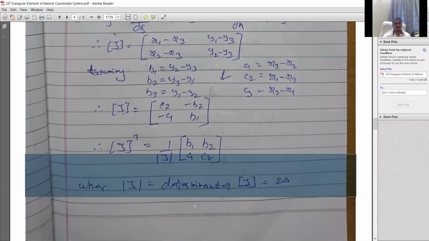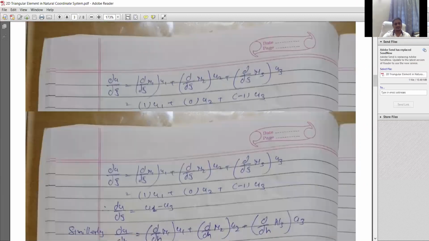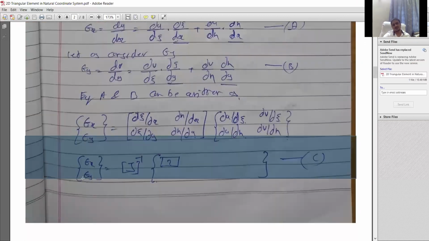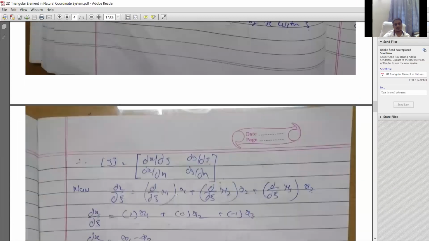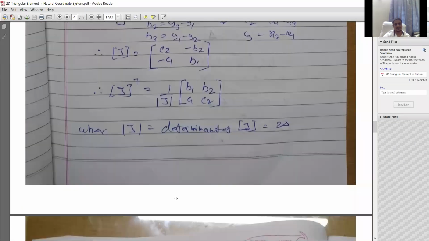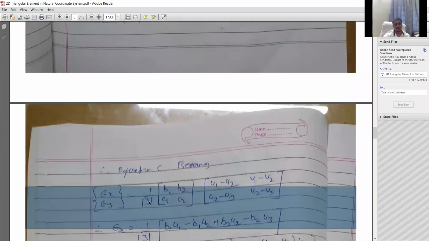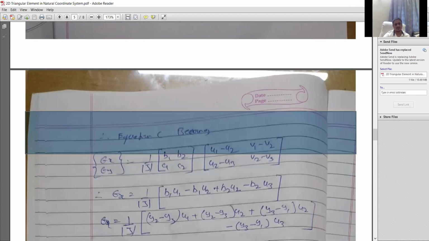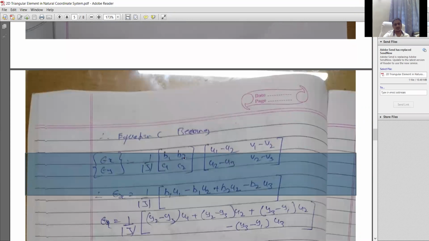So now our basic expression was like this. Our strain expression, epsilon x and epsilon y, was nothing but J inverse multiplied by this particular matrix. So both the matrices we have solved, and finally we are going to get the strain component as 1 upon determinant of J, B1 B2, C1 C2, and here you have now U1 minus U2, V1 minus V2, U2 minus U3, V2 minus V3, and so on. So now if you want to calculate the epsilon x component, epsilon x will be B1 into this term and B2 into this term.